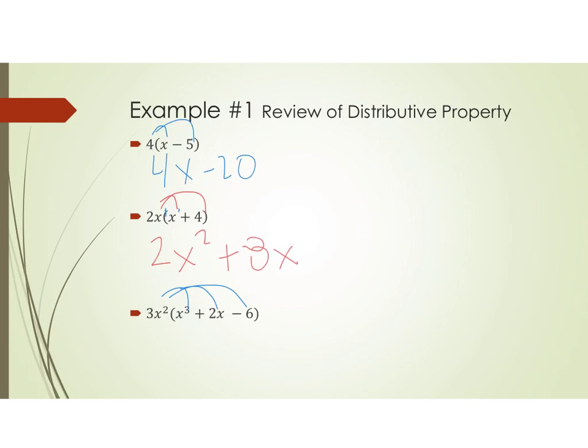On the last one, we're distributing 3x squared to 3 terms. 3x squared times x cubed. Add the powers. 1, 2, 3, 4, 5. 3x to the 5th. 3x squared times 2x, invisible power 1, leaves me 6x to the 3rd. And 3x squared times negative 6, negative 18x squared.